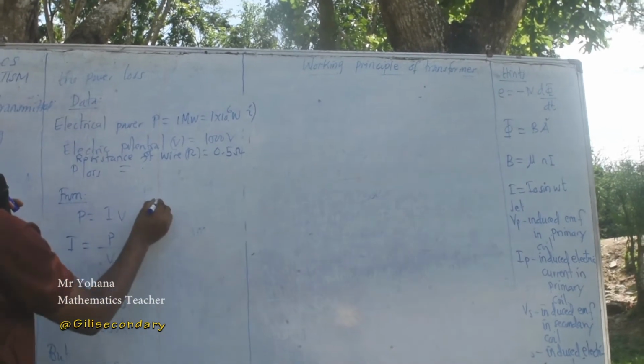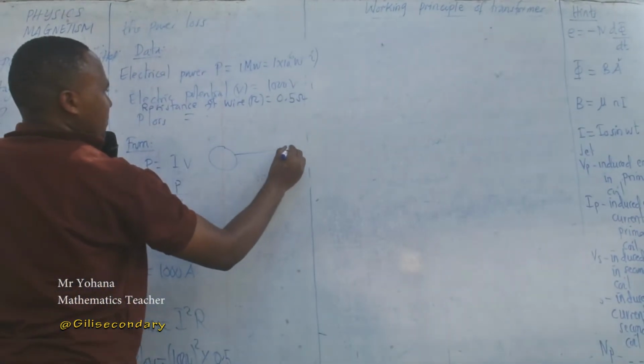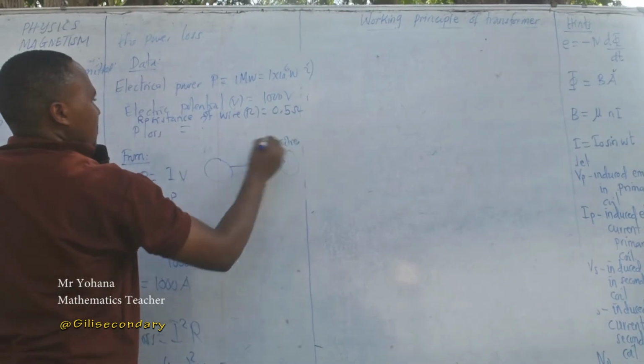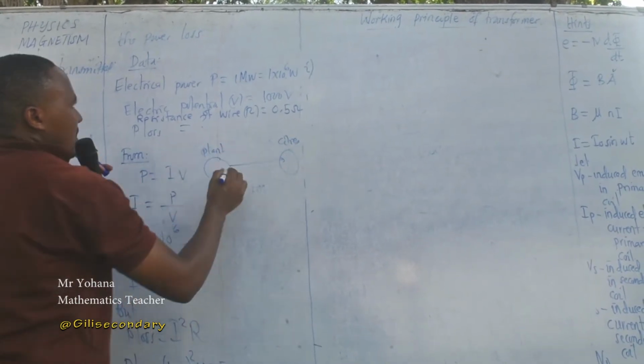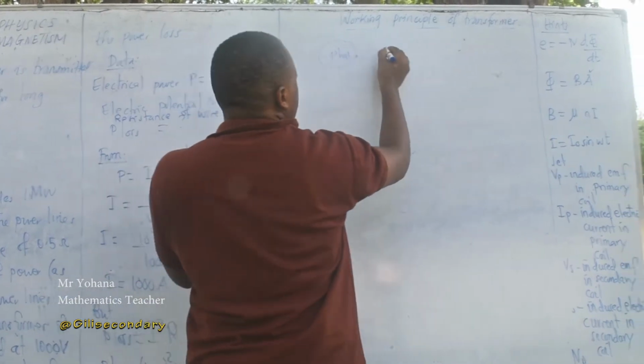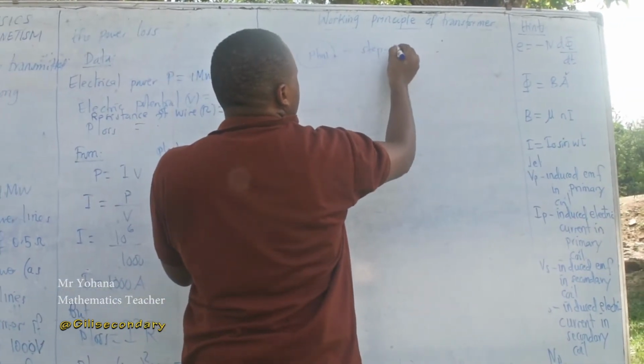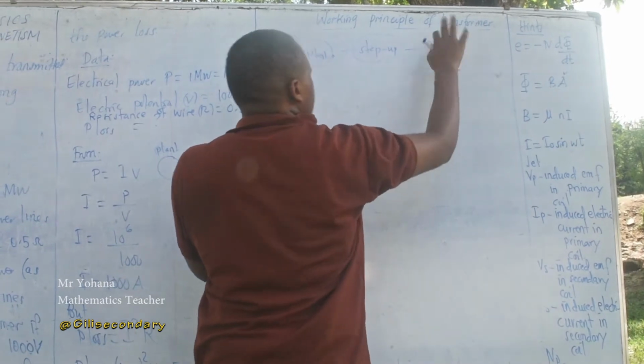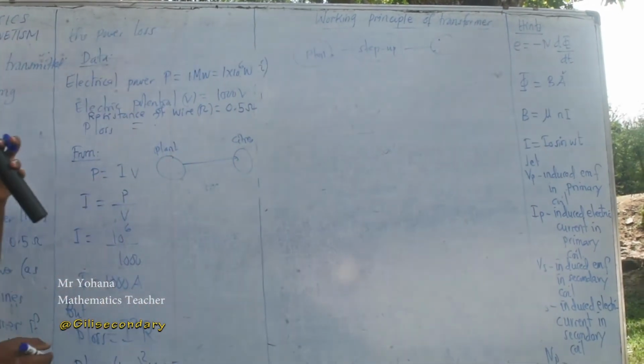So this is the scenario that you have in a plant, then it is transformed into the cities. Here we are going to have a scenario that this is the plant, it is stepped up first, then it is transmitted to towns, cities, villages where the power is supposed to be used.